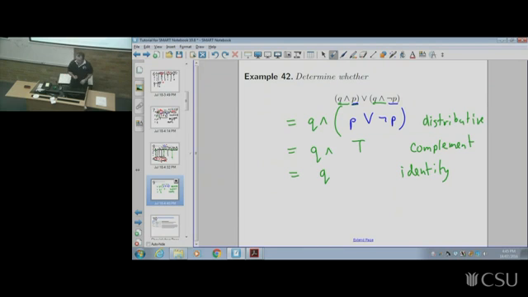Well, it depends what Q is. So it depends. So therefore it must mean it's contingent. It's certainly not always true. It's not always false. It depends what Q is. So contingent.